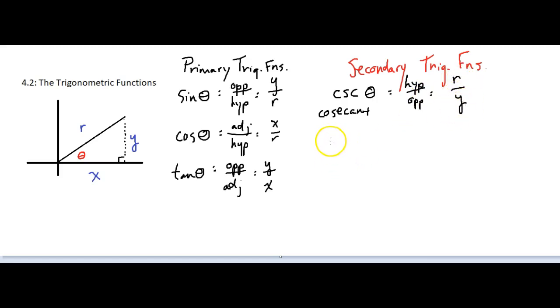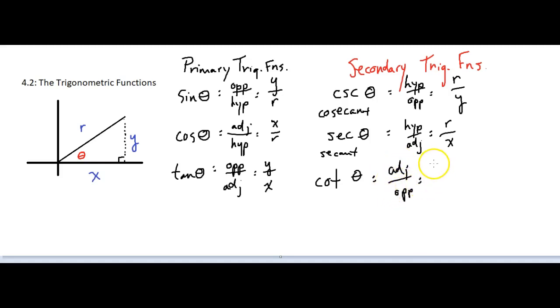The reciprocal function for the cosine of theta is called the secant of theta. Alright, so secant. And that is hypotenuse over adjacent, which is actually r over x. And the reciprocal function for tangent is cotangent of theta, which is the adjacent over the opposite, or x over y. So, right, so cotangent. There they are, the 3 secondary trigonometric functions.